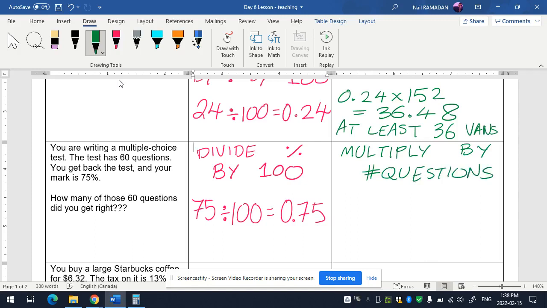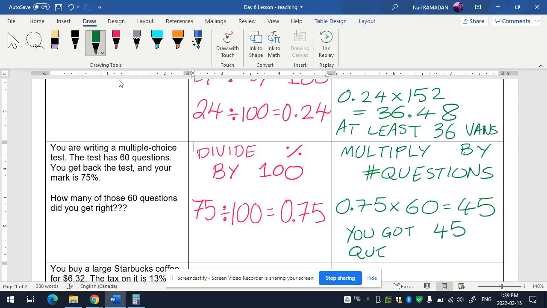0.75 times 60 is how many? Is this a decimal or a whole number? Perfect. So are we going to worry about rounding? No. How many questions did you get right for that test? I don't really need therefore statements, but maybe sometimes it's good to have it in your notes. You got 45 questions right.